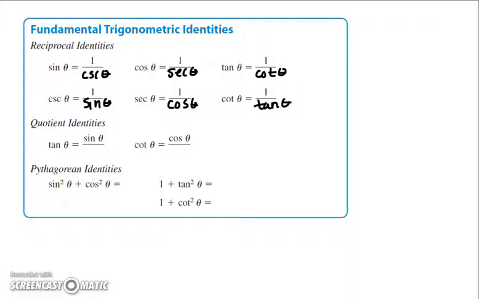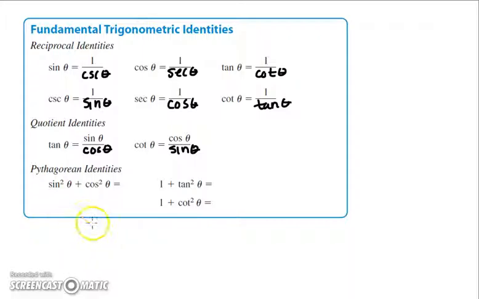Tangent, we're going to use these two all the time. Tangent is going to be the same thing as sine of theta over cosine of theta. And then likewise, cotangent is going to be cosine of theta over sine of theta. And we've already kind of talked about that in a previous lesson when we were talking about x's and y's. We said cosine is x, sine is y, and tangent was x over y. So if you do a little bit of substitution, you can end up at this quotient identity.